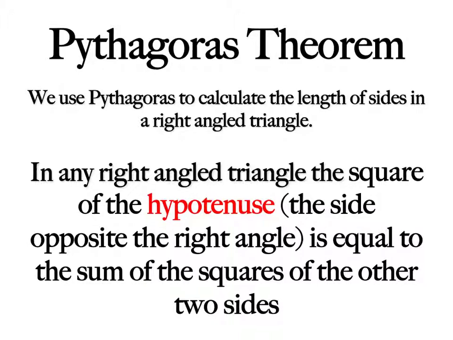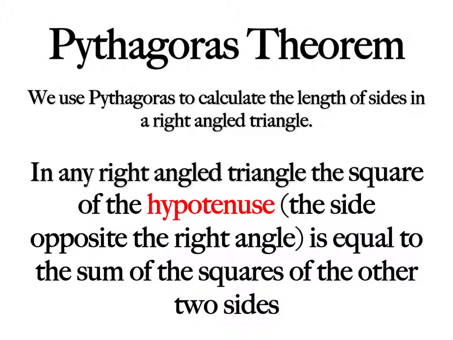Now, there's a relationship between the sides in a right-angled triangle. It's only for right-angled... Oh, it's a giant marker. Whoops. It's only for right-angled triangles, okay? And the idea is, in any right-angled triangle, the square of the hypotenuse, which is the side opposite the right angle, is equal to the sum of the squares of the other two sides. Now, there's so much information in there that doesn't make sense.